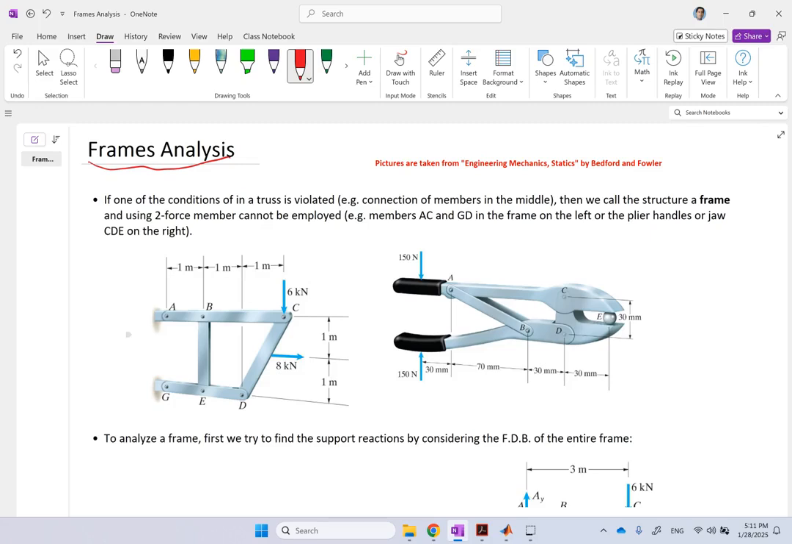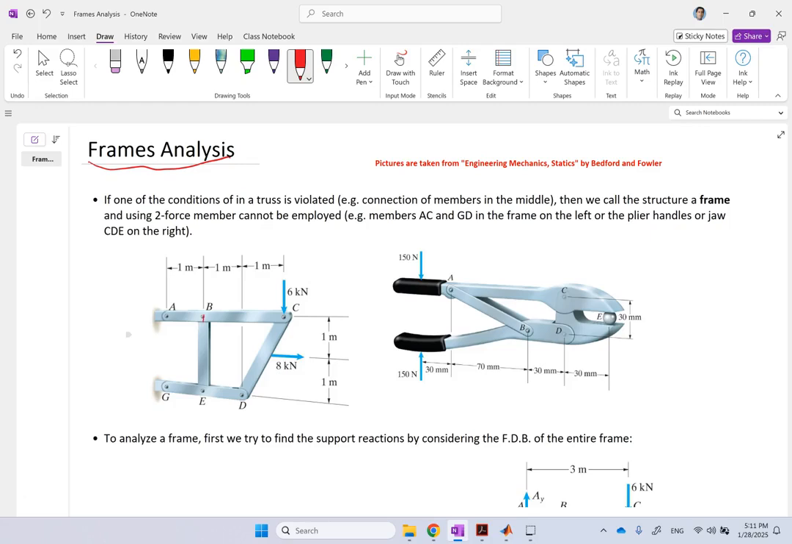worst thing to be violated. The worst one is basically when the members are pinned not at the end, but in the middle. For instance, here this member GD is really one member, not two. It's not GE and ED, it's just GD, and we pinned it in the middle at E, and something similar for ABC. It's one member and we pinned it at point B, which is not even in the middle.